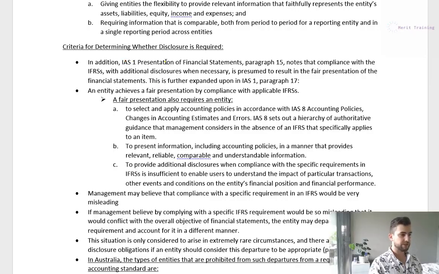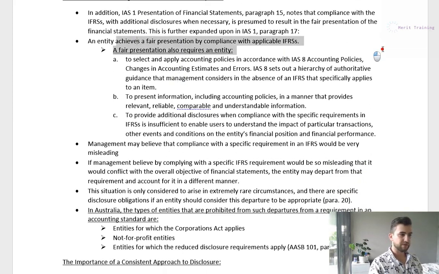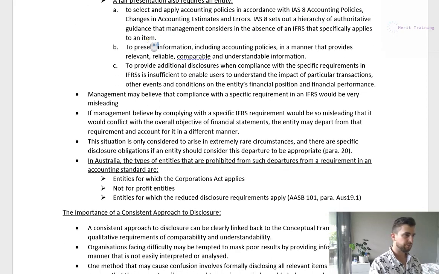IAS 1, Presentation of Financial Statements, which we'll talk about in the next chapter, notes that compliance with IFRS with additional disclosures when necessary is presumed to result in fair presentation, and an entity achieves fair presentation by compliance with applicable IFRSs. So a fair presentation also requires entities to select and apply accounting policies in accordance with IAS 8, Accounting Policies, Changes in Accounting Estimates and Errors. IAS 8 sets out the hierarchy of authoritative guidance that management considers in the absence of IFRS.